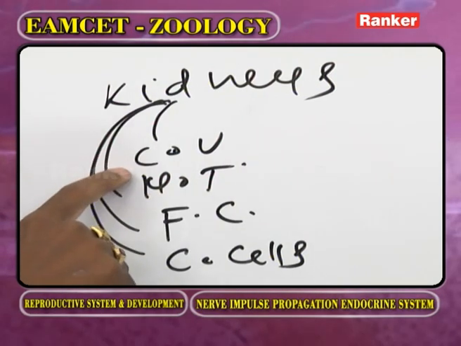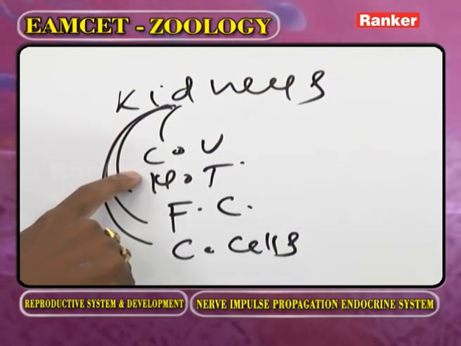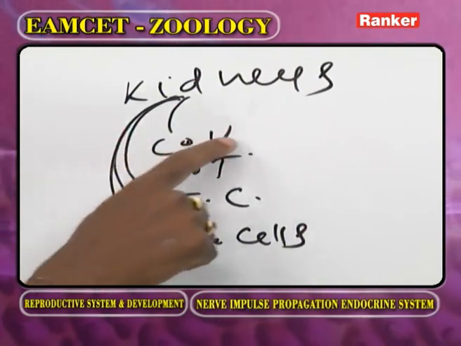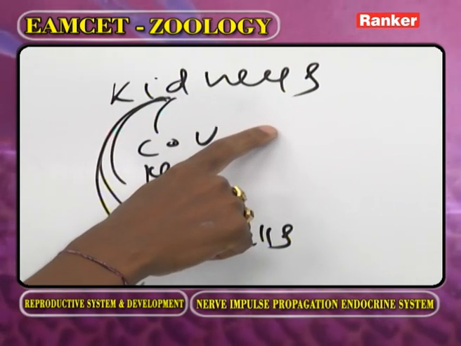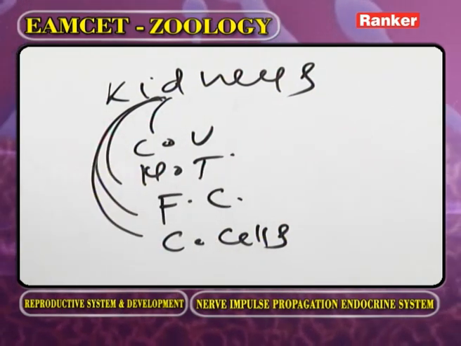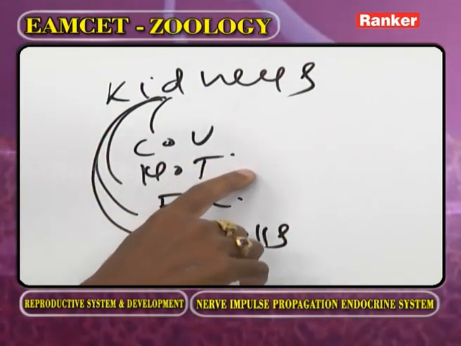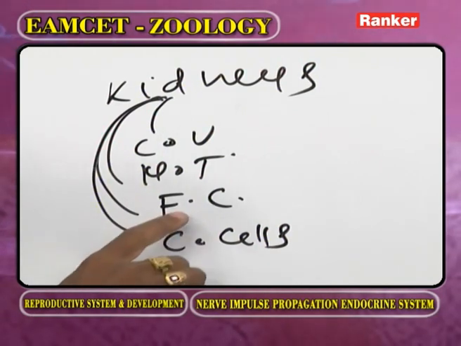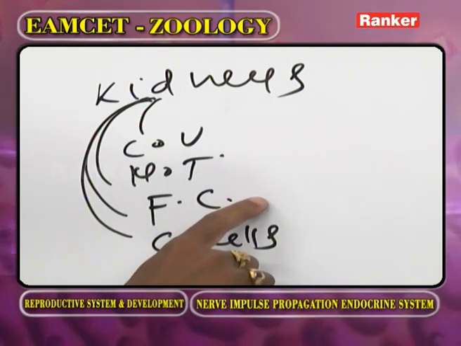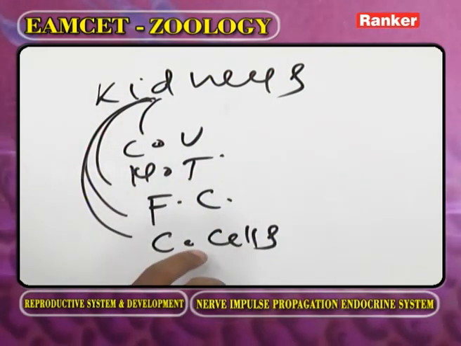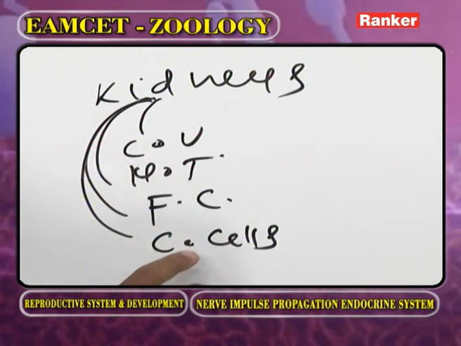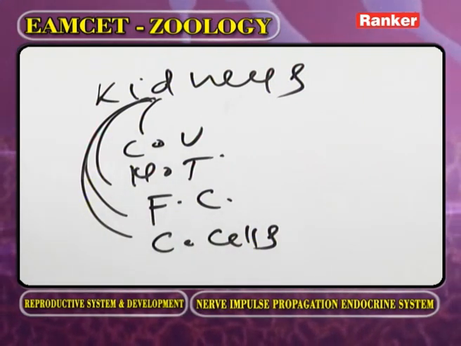Functionally, the kidneys are similar to the contractile vacuole. In protozoans, the contractile vacuole is present. The contractile vacuole performs osmoregulation and excretion. Malpighian tubules are present in the arthropoda. They perform excretion and osmoregulation. The flame cells are present in the platyhelminthes. They perform excretion and osmoregulation. What about the chloragogen cells? They are present in the phylum Annelida. Their main function is excretion.